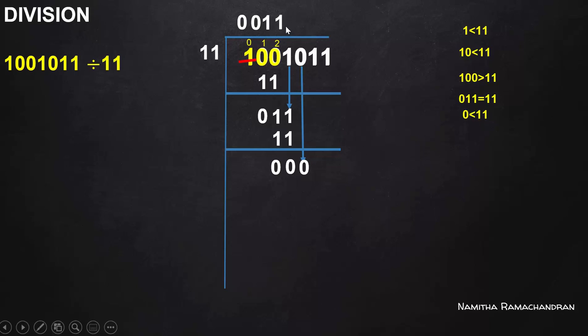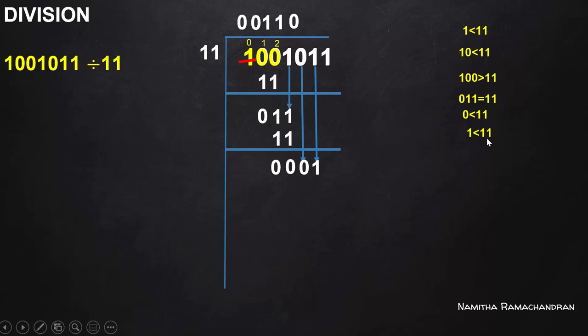And also we need to put a 0 here. Right? After combining this 0 with the remainder, we can't divide using this 11. So we need to put a 0 here and combine the next bit of this dividend with this remainder. Now it forms 0001. This is again 0001, which means 1 itself.